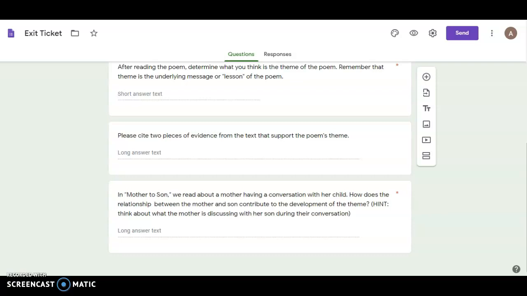So I've told the students to think about what the mother is discussing with her son during their conversation. I've given a little hint here just to help students start thinking about that conversation and analyzing it so that they can see how that conversation helps with the development of the theme.